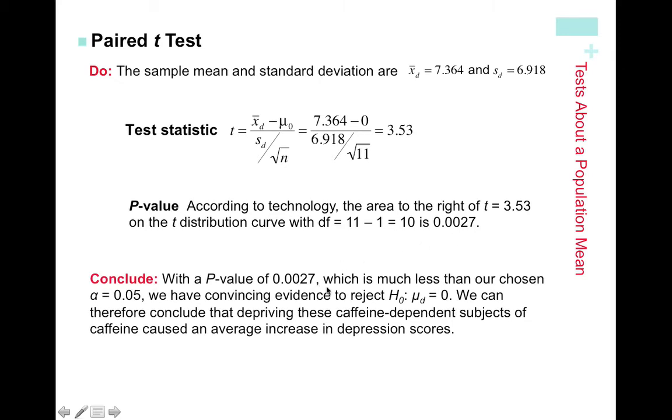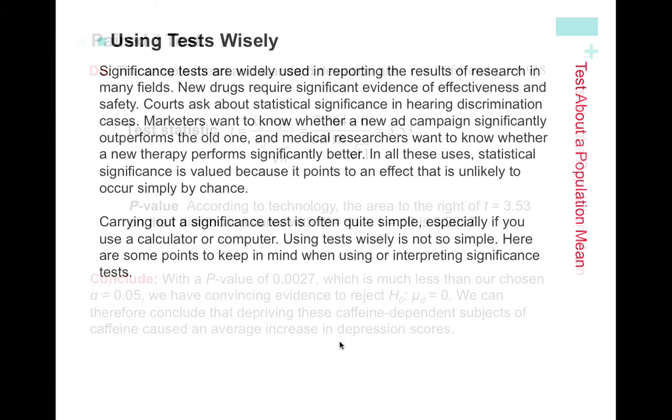So then the p-value is much smaller than our chosen significance level, we reject the null. And we can conclude that depriving subjects of caffeine caused an increase in depression scores.